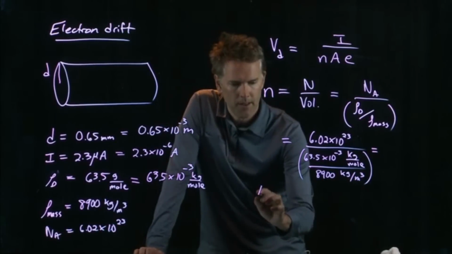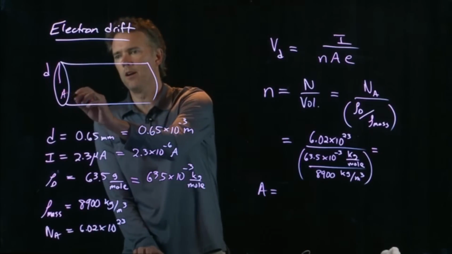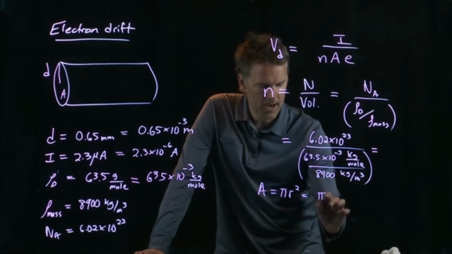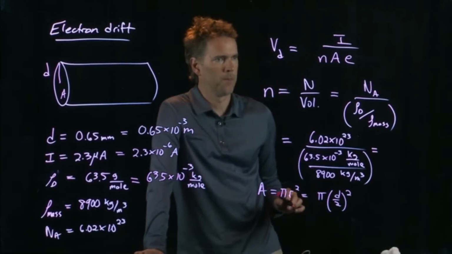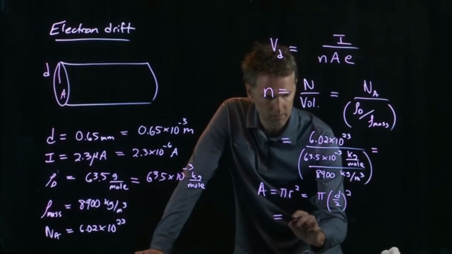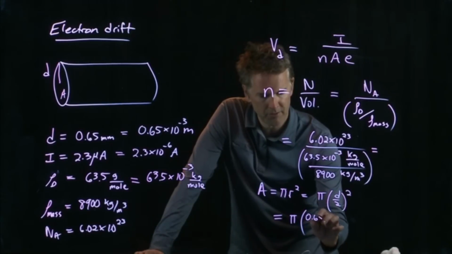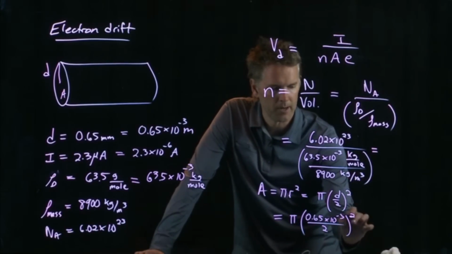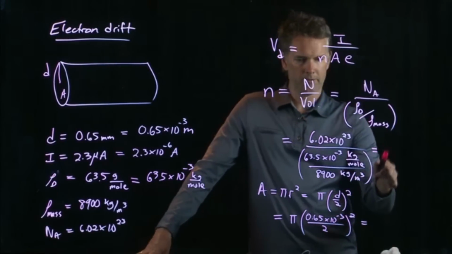What about A? A is, of course, the cross-sectional area of the wire, which is pi r squared, which is pi times d over 2 quantity squared. And we know what d is. So this becomes pi times 0.65 times 10 to the minus 3. And we're going to divide that by 2, and we're going to square that whole thing. And if somebody gets a number for that one, let me know. Would anybody get a number for this one?